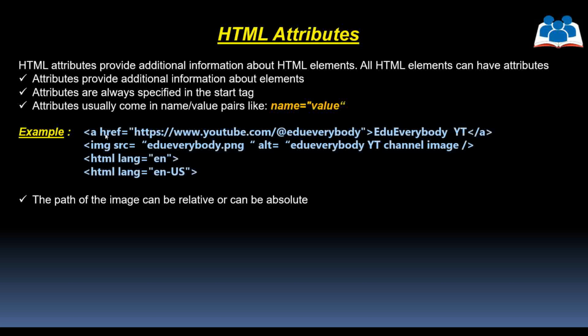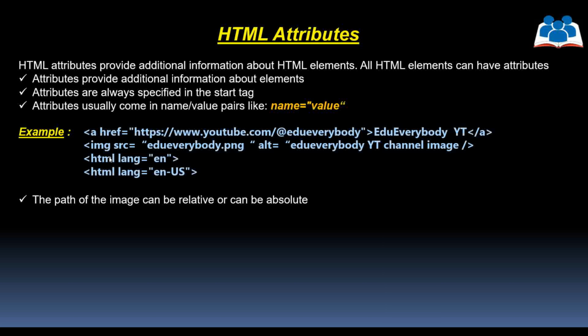In the last video we have gone through the anchor tag. So in the anchor tag, this is the name and this is the value. So we call it the attribute name and the attribute value. So this is the attribute. Now if I go to the image, the image also takes name-value attributes. So src is the name, from where the image is coming, and this is the value. So alt is also a name, and the Edu everybody YouTube channel image is the value.